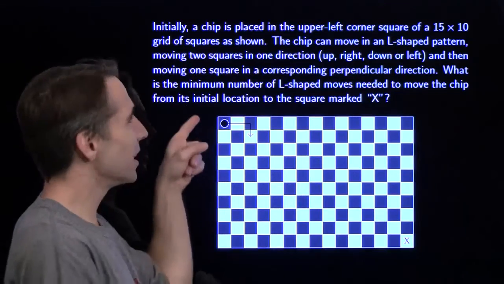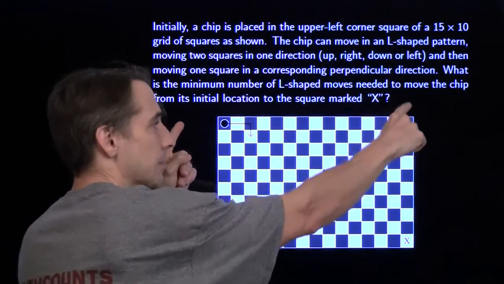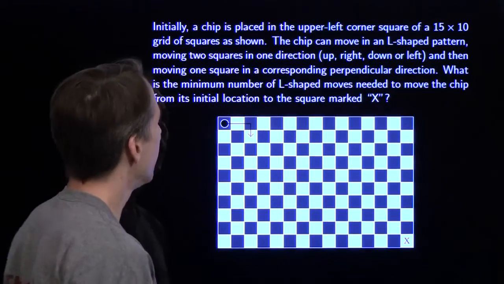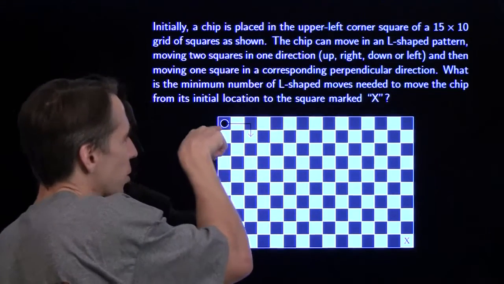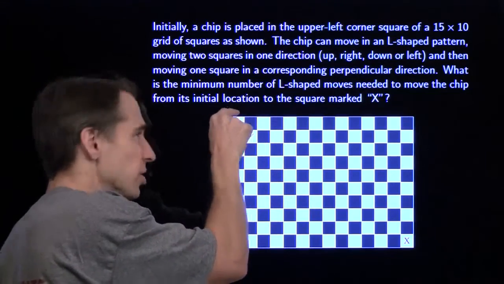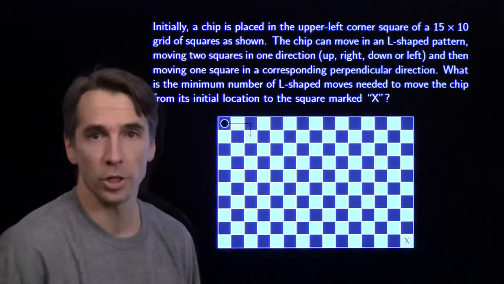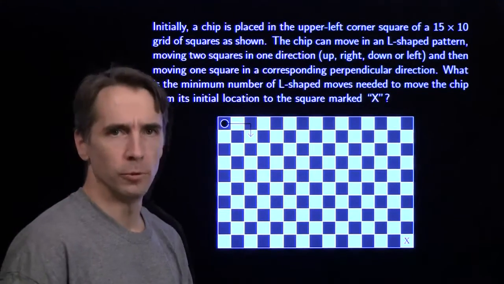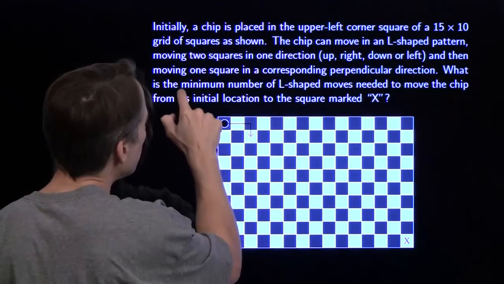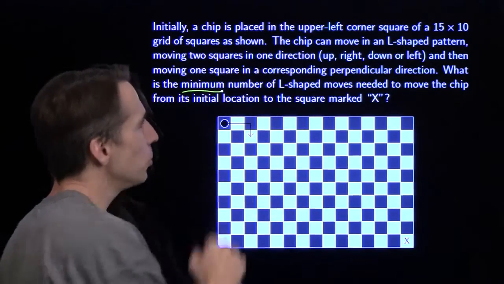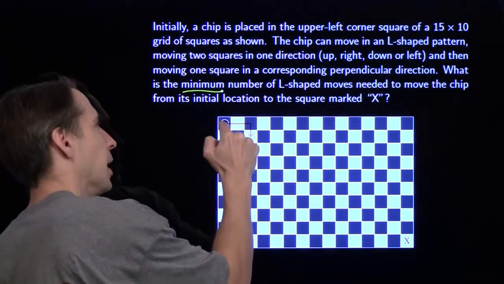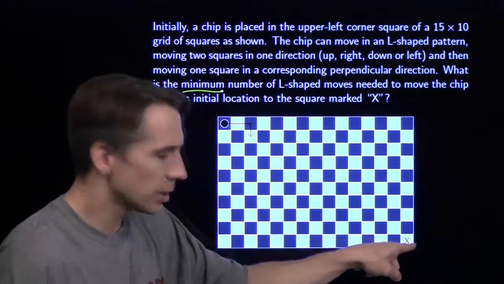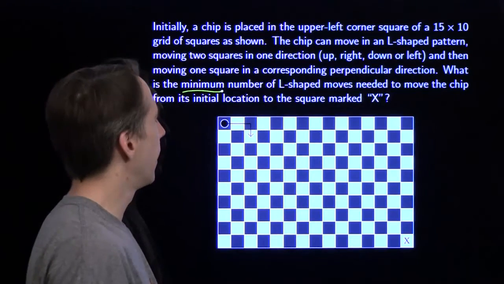Initially, a chip is placed in the upper left corner of a 15 by 10 grid of squares. And the chip can move in these little L-shaped patterns, going 2 squares in one direction, turning in a perpendicular direction, and going 1 more square. Chess players out there will recognize this as a knight move. And we're looking for the minimum number of these L-shaped moves needed to get the chip from the upper left corner here down to the bottom right corner over there.